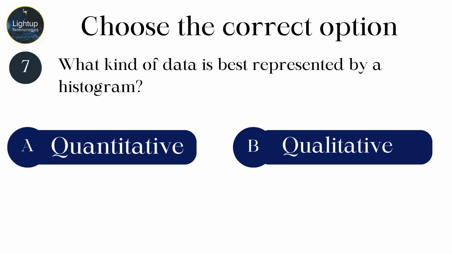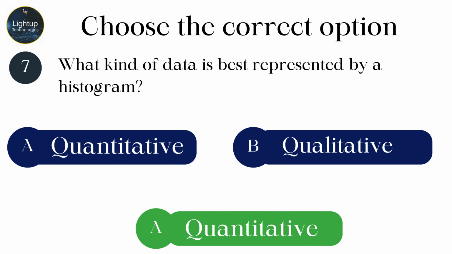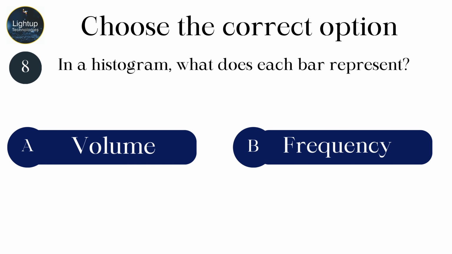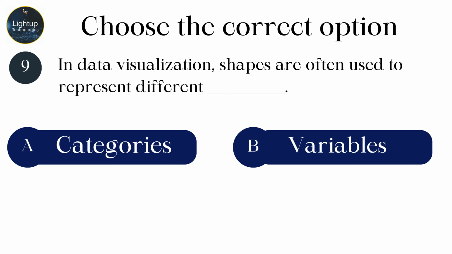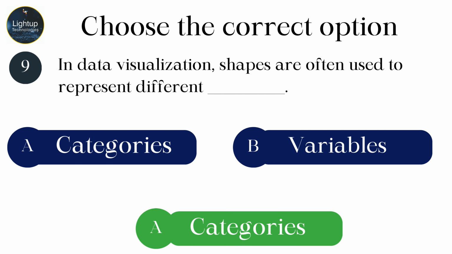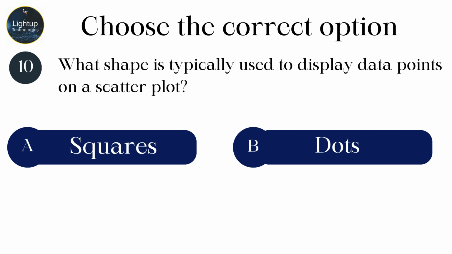What kind of data is best represented by a histogram? In a histogram, what does each bar represent? In data visualization, shapes are often used to represent different data. What shape is typically used to display data points on a scatter plot?